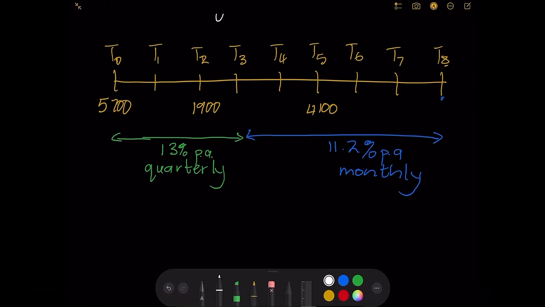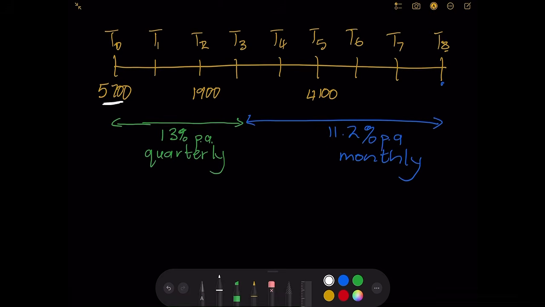Right, now let's start here. So let's deal with the 5,700. So we're going to deal with the 5,700 on its own, right? So in this case, what happened in the case of the 5,700? I'll call it accumulated amount 1, right? Now, it was invested for the entirety of the 8 years, but 2 things happened, right?